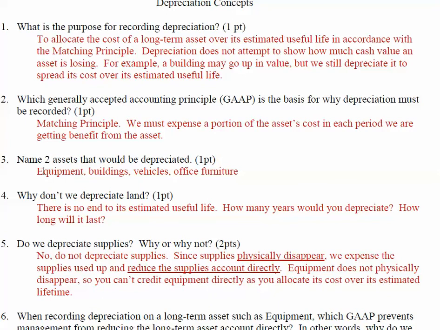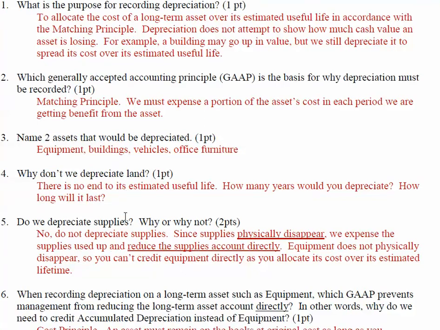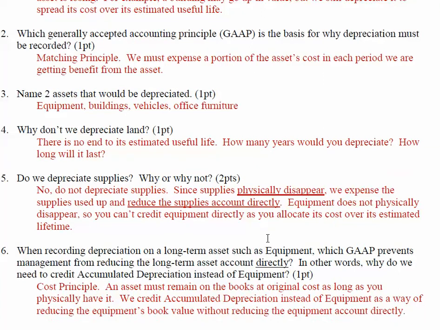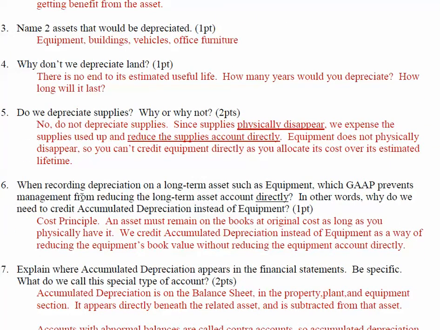Name a couple assets that would be depreciated. We have a new one now that we just learned about, and that would be land improvements. That's depreciated too. And review again, why is it that we don't depreciate land? Do we depreciate supplies? No, we don't. They physically disappear, so you can take the supplies account down directly as you use them up. Which rule says that we have to go through accumulated depreciation rather than deducting dollars from the equipment directly? That would be our cost principle.